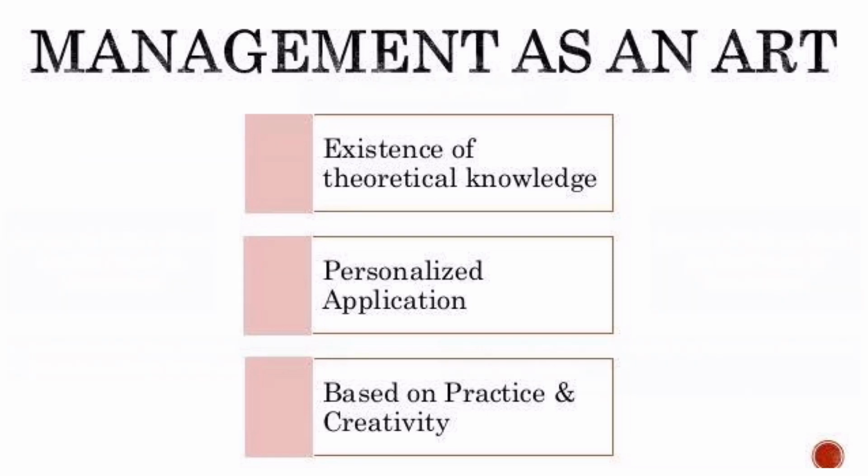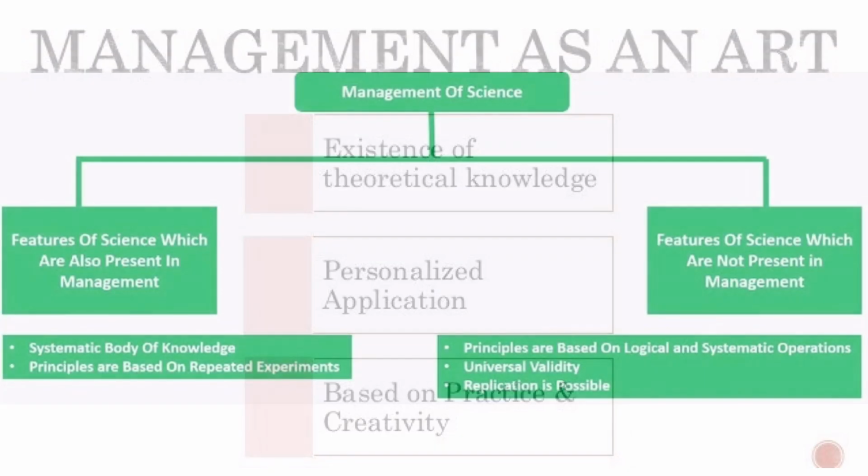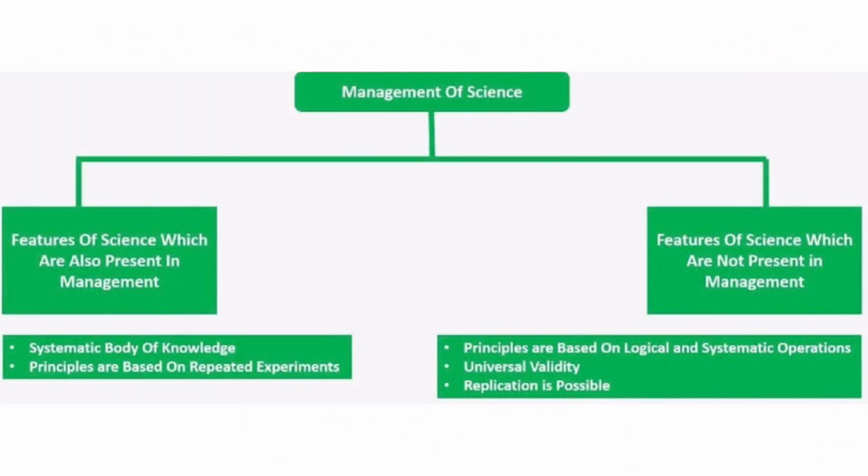After we have proved that management is an art, let's talk about if management is science or not. Now to know this, let's first of all go through the features of science. The features of science include that it's a systematic body of knowledge, principles based on experimentation, principles based on logical and systematic operations, universal validity, and replication if possible.